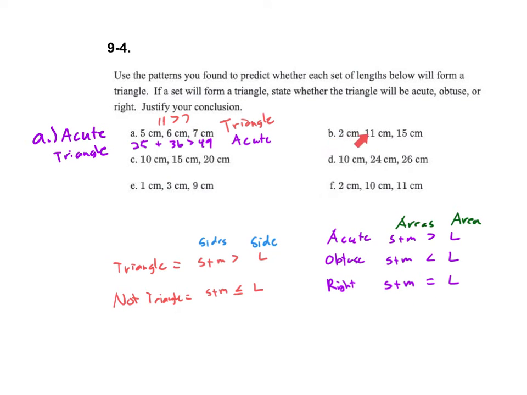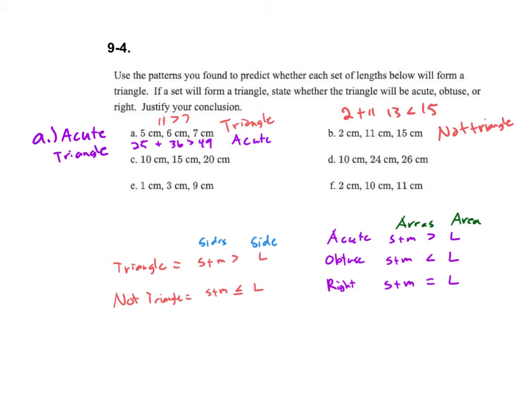Now here I've got the two small sides of 2, 11, and 15. So first off, I'm going to decide if it's a triangle. Well, 2 plus 11 is 13. That is less than 15. So right here, I can stop. This can't be a triangle because the two small sides do not add up to be bigger than the long side.